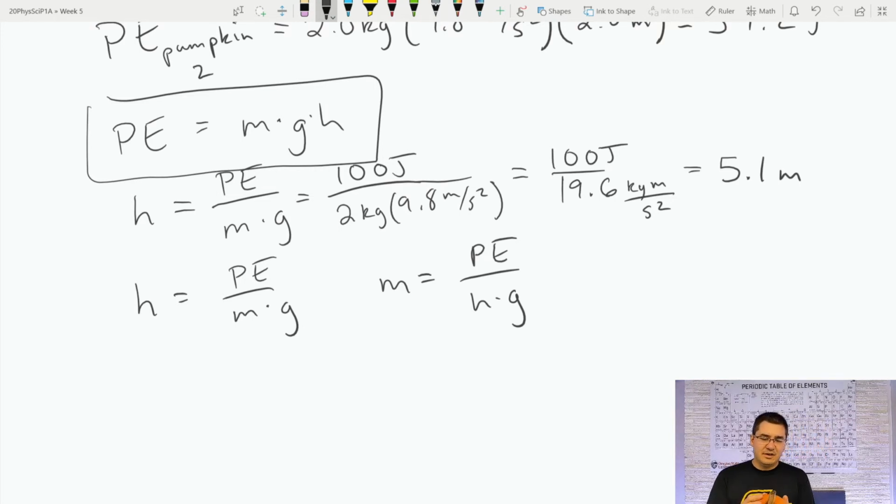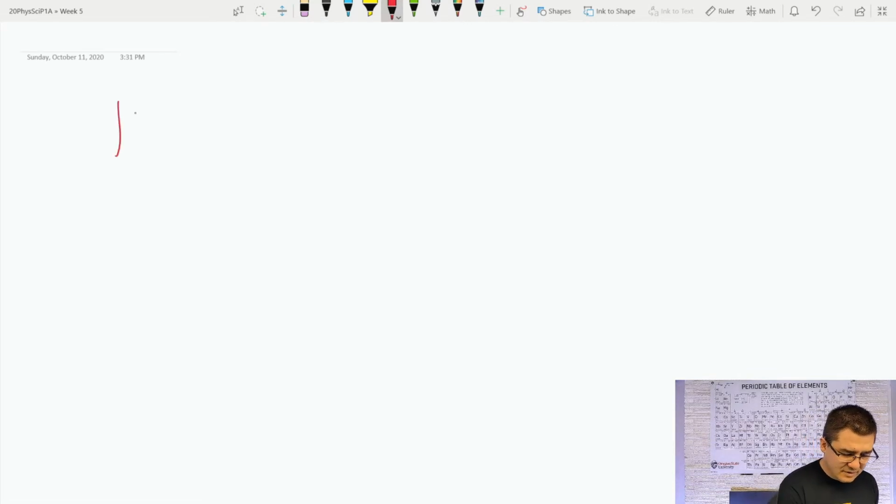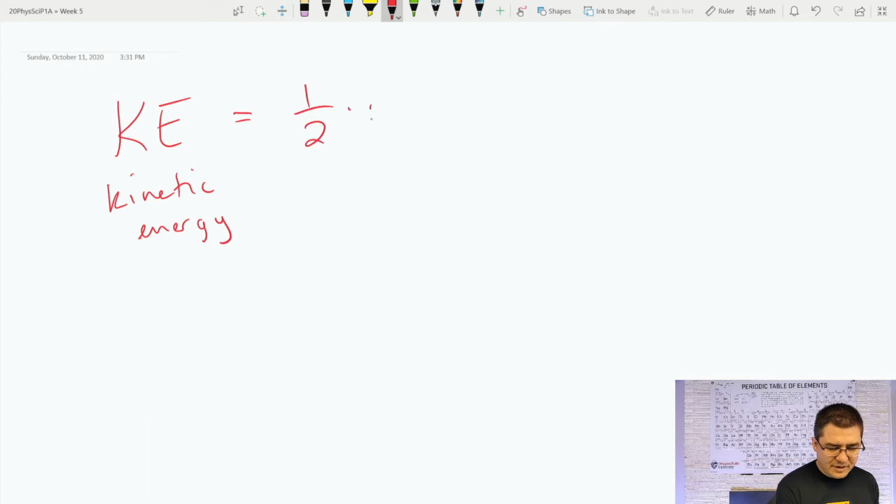And that depends on two things. It depends on how heavy the object is. So throwing a heavier object will add more energy to the system. Or throwing an object really fast. So the velocity also affects how much energy is in the system. And so kinetic energy equals 1/2 times the mass times the velocity squared.